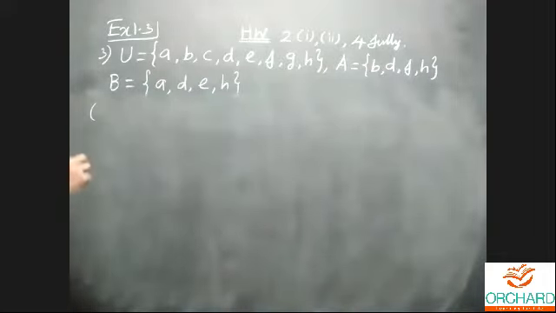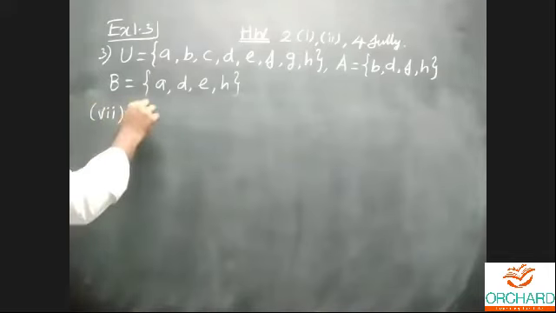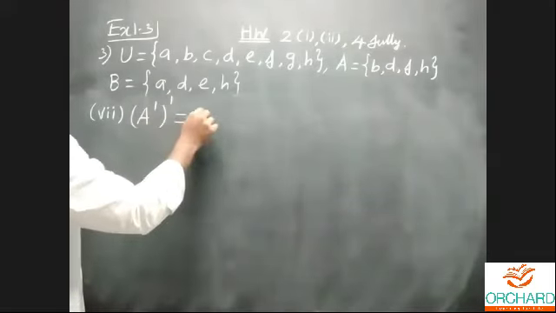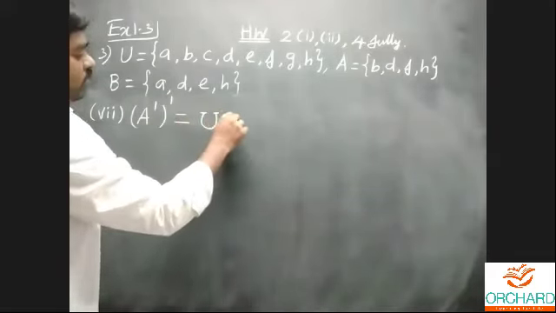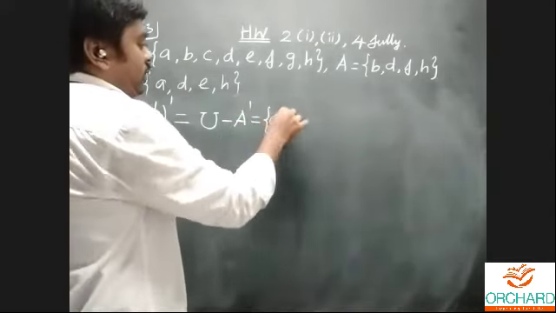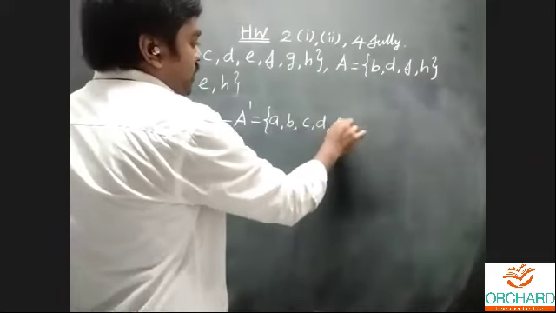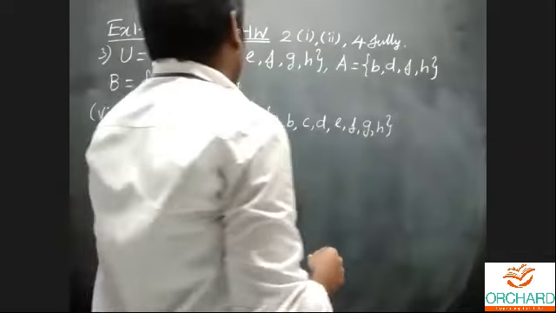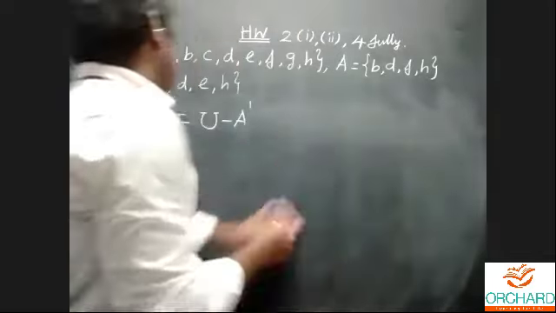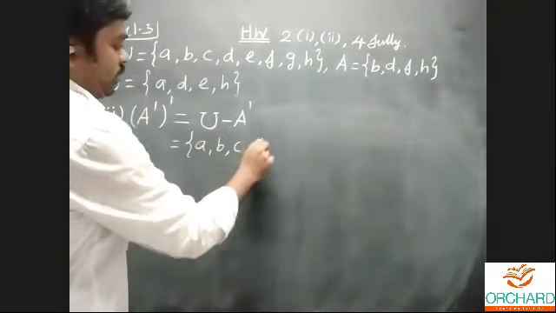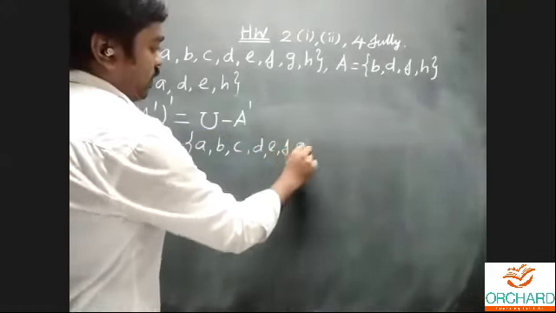Okay, the next is the seventh subdivision, A dash whole dash. What does A dash whole dash mean? First, the universal set difference A dash. We already know the elements of the universal set: A, B, C, D, E, F, G, H.